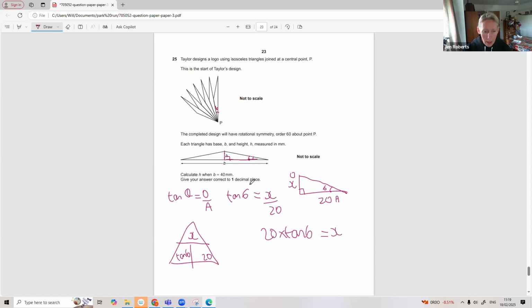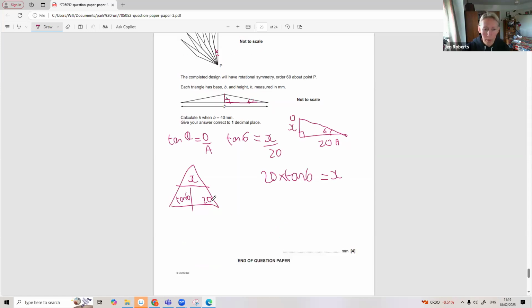Or if you're going to use your triangle, because the two things that you know are at the bottom next to each other, you times them. 20 times tan 6 is 2.1 to 1 decimal place. Okay, hopefully you found that useful.